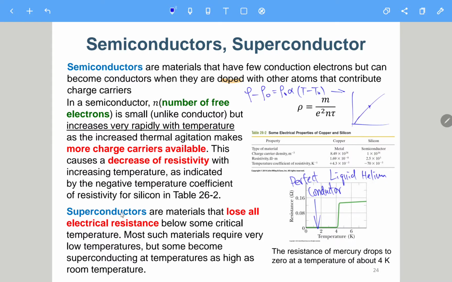So this is the so-called superconductor effect, which needs a very, very low temperature to get this phenomenon. Of course, this phenomenon is very good, but not easy to achieve. It needs a very, very low temperature. So the scientists try to find some material which can still achieve this superconductor effect at a higher temperature. Most of the materials require very low temperature, but some become superconducting at temperatures as high as room temperature.